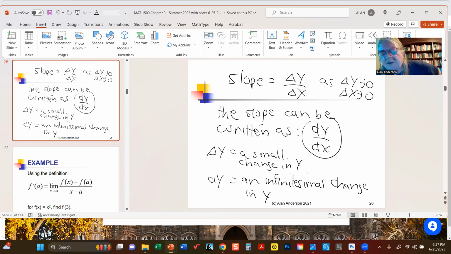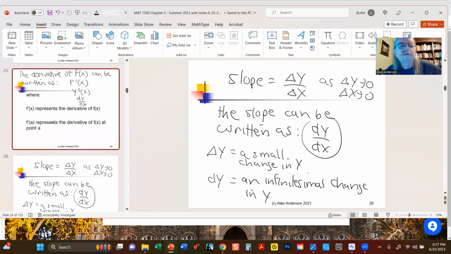But sometimes it's easiest to write dy dx, sometimes it's easiest to write f prime of x, and sometimes it's easiest to write y prime. It depends on what we're trying to do, but they all represent the same thing. So just remember, all 3 of those mean the same thing. Dy dx, f prime of x, and y prime. They're all equal to the derivative of f of x.